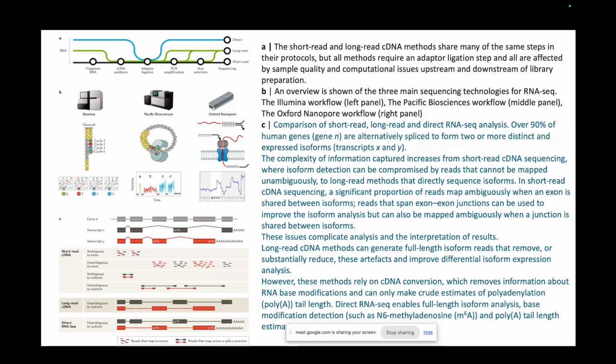so it can reduce these artifacts and improve the detection of these isoforms. However, these methods rely on cDNA conversion, which removes information about RNA-based modifications and can only make crude estimates of polyadenylation tail length. Direct RNA sequencing enables full-length isoform analysis, modification detection and poly(A) tail length estimation.